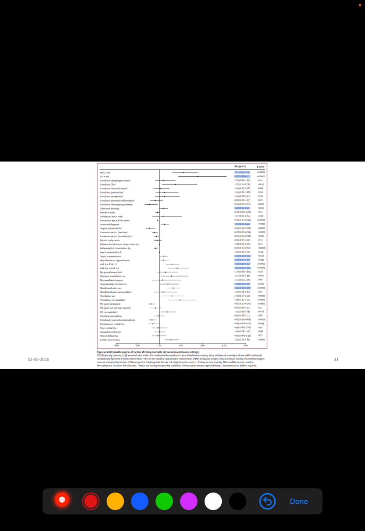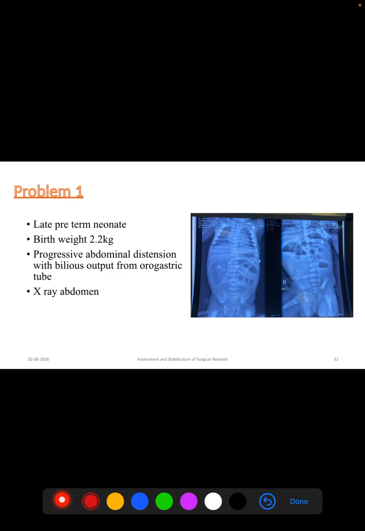You can read about this paper in detail. I'm not going to discuss the detail of this paper. Then we'll discuss problems one by one.